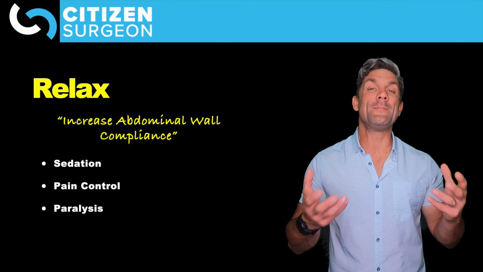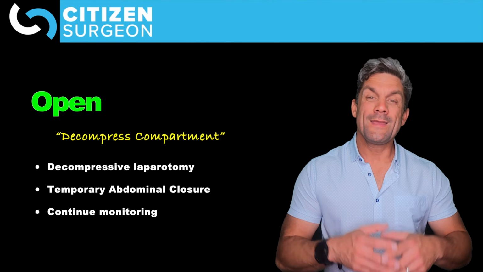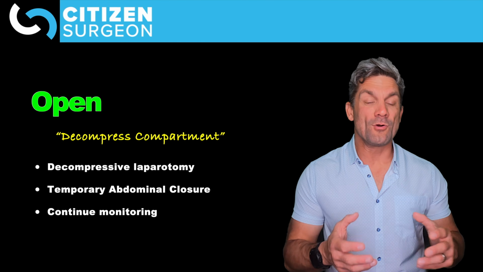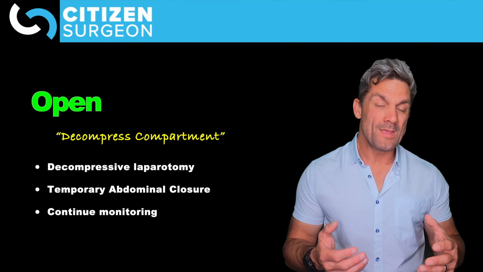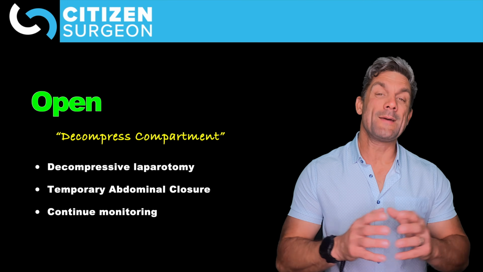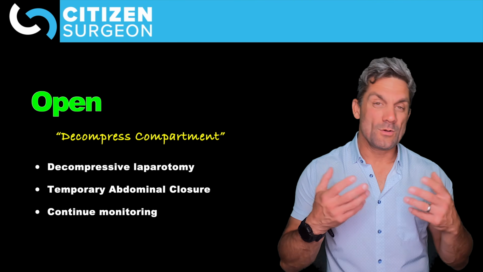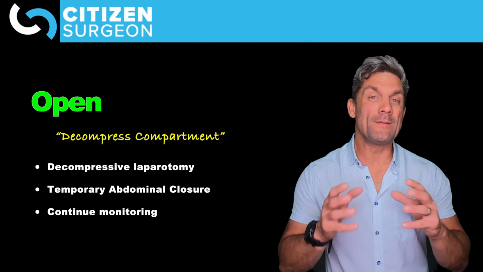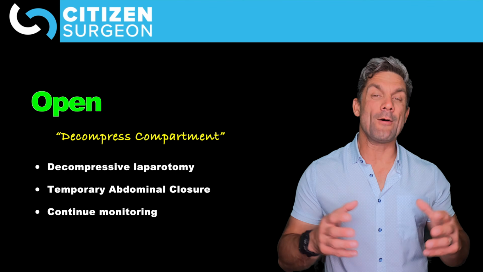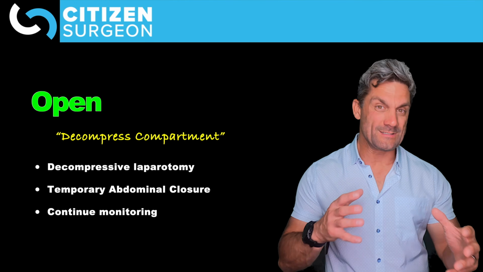And what does open mean? That means a decompressive laparotomy. Now, in adults and in most kids, this would be a vertical midline incision that is a generous incision. You want to open up to completely decompress that abdomen, okay? Now, we'll often put in a temporary abdominal closure. I'm going to show you an example of that in just a second. And that is going to allow us to keep the abdomen open and control the fluid balance, okay?